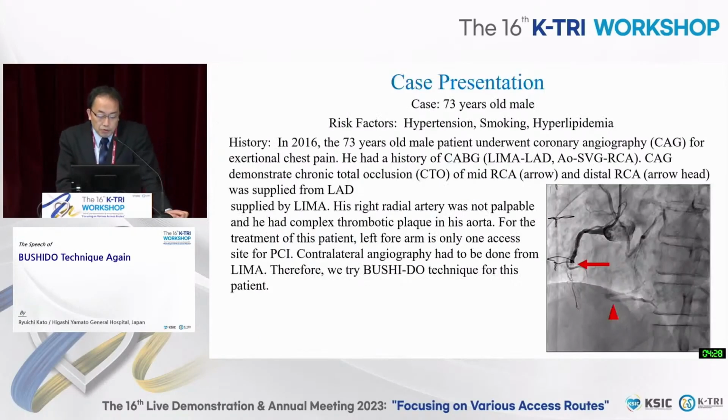My patient is a 73 year old male, and as you can see, he had chronic total occlusion in the mid RCA, and the distal RCA was supplied from the LAD, which was supplied from the LIMA. His right radial artery was not palpable, and he had complex thrombotic plaque in his aorta. So I wanted to avoid the femoral approach. For this patient, the left forearm was the only access site for PCI. So I think this is a good indication for the BSUHIDO technique.